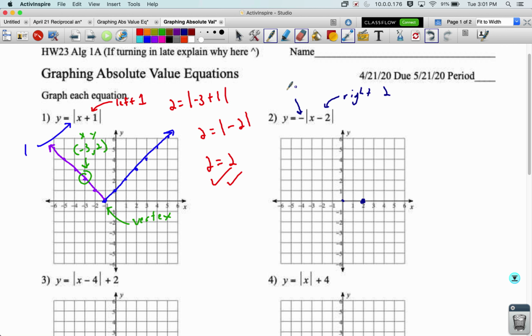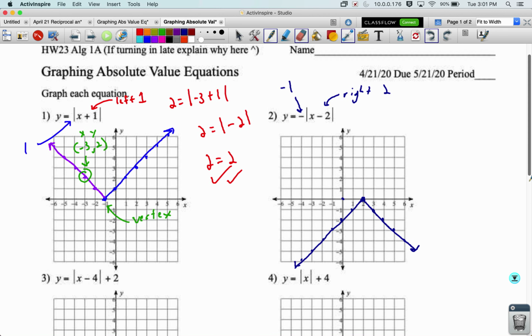This negative in front we could replace with a -1, and that is the slope going to the right. So down 1, right 1, down 1, right 1, down 1, right 1. All right, but it doesn't continue this way. It bounces, so now the slope going to the left is +1. You can fill in those points, and then check with a point. That's the graph for number 2.